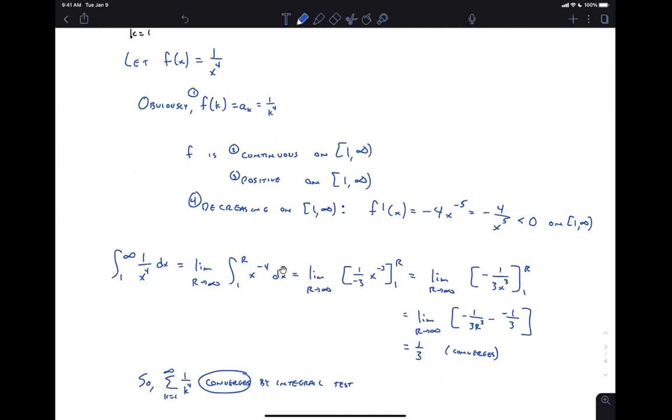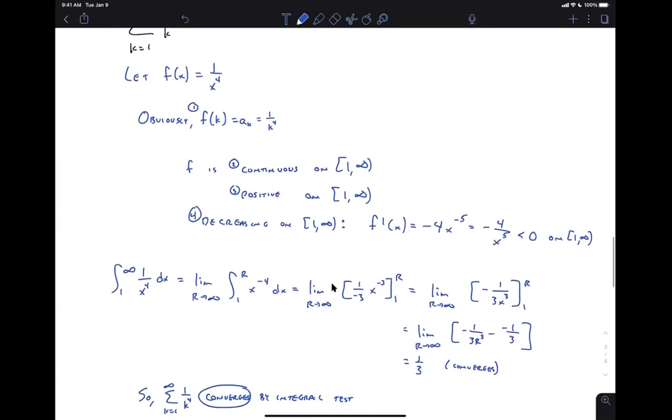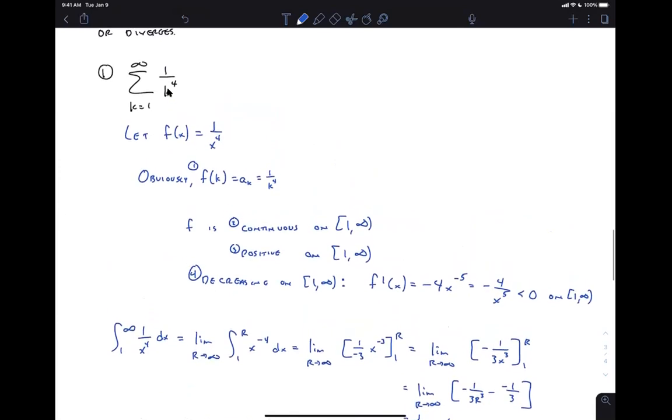Now, I want to talk about two things related to this. One thing is that in most cases, we are going to try to avoid using this because there's a lot to do. Probably what you should do here, if it doesn't tell you to use the integral test, is say this converges because it's a P series where P is 4, which is bigger than 1.